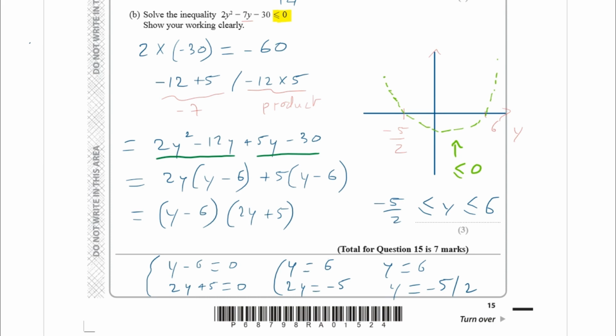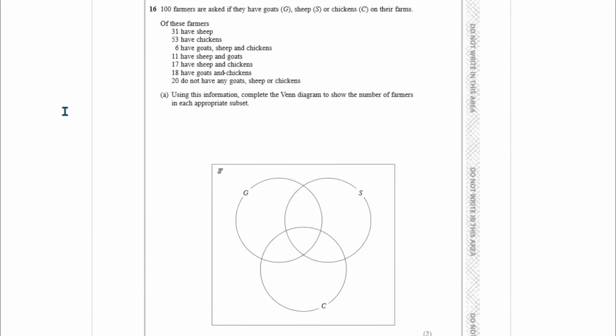Now I know this was a tough question, but if you've managed to understand it and if you can practice it on your own, you can do it too. All right, good job, good job.